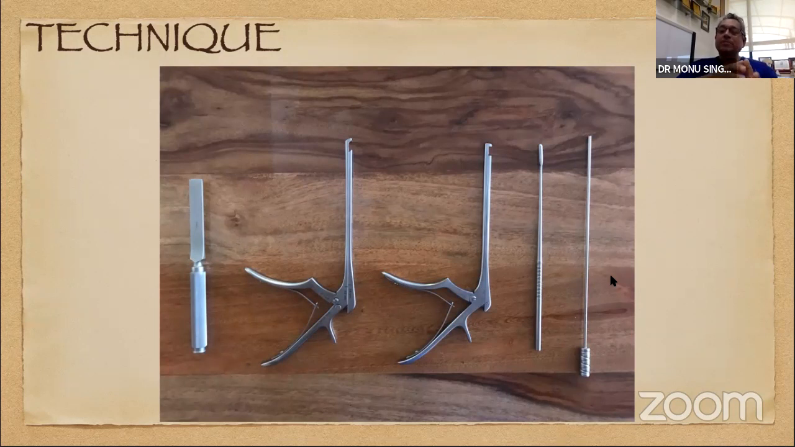Use your tissue dissector. Use it to dissect out the median raphe so that you are able to remove the ligamentum flavum nicely and not pluck at it.